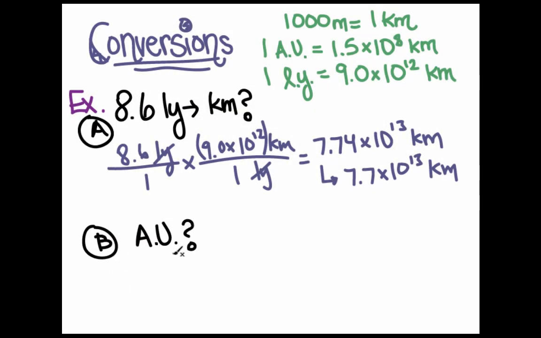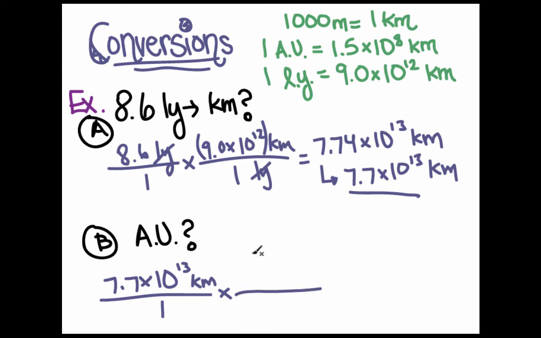Now let's do the second part. Now you have to convert your value into astronomical units. So you would start off with this value. You've got 7.7 times 10 to the power of 13 kilometers, which is really that over 1. Then you need to multiply it by one of these conversions. You know you're picking the second one because it has the units that you want to end up with and the units that you're starting with. Then you know that the kilometer value, 1.5 times 10 to the power of 8, should be at the bottom because you want to be able to cross out those units, and that means AU is at the top.